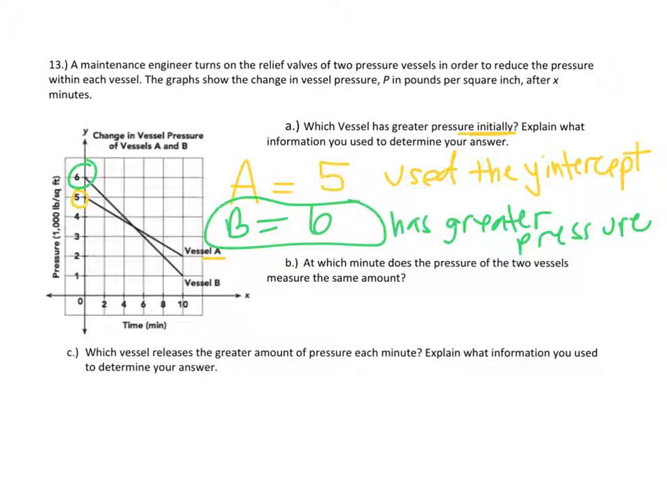Part B. At which minute does the pressure of the 2 vessels measure the same amount? They intersect right there. So they would have the same amount where they intersect. They would be equal. So what value is that? It says at which minute are they the same? So which minute is that? If I look down, that looks like it's falling right between 4 and 6. So this would be at the 5-minute mark. The 2 vessels measure the same amount.